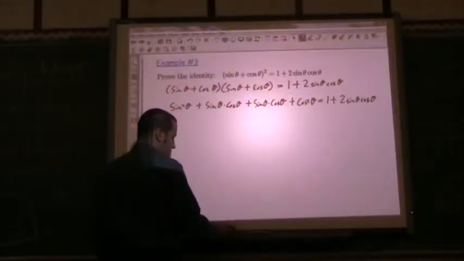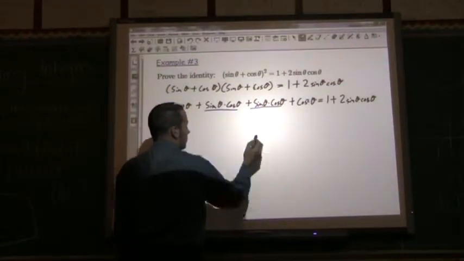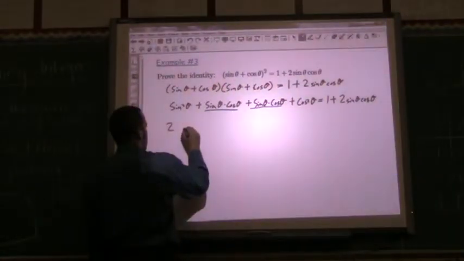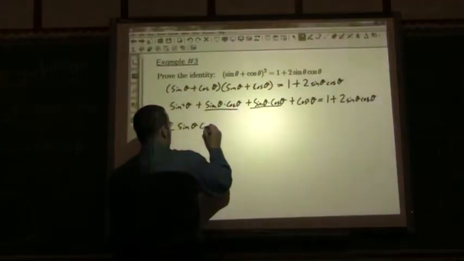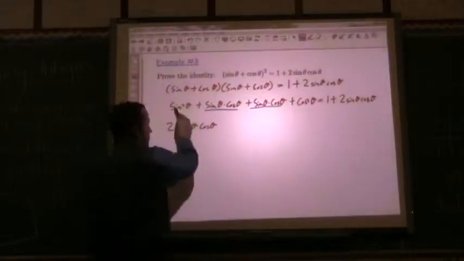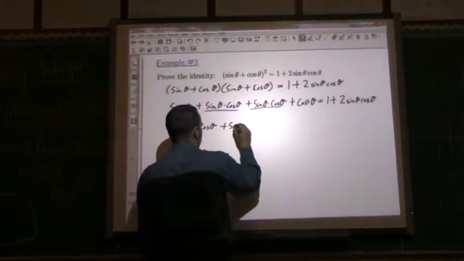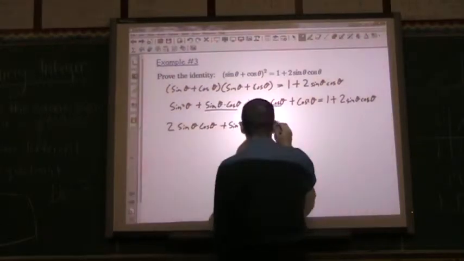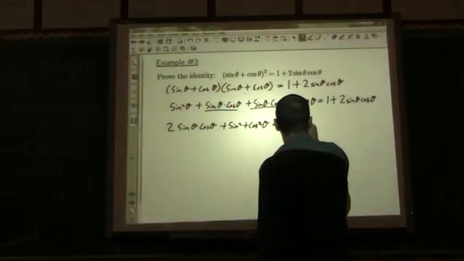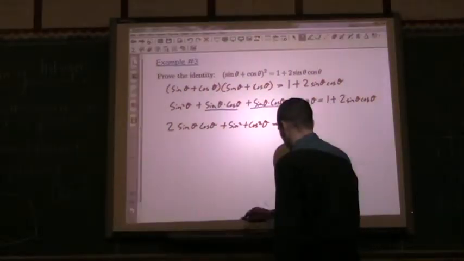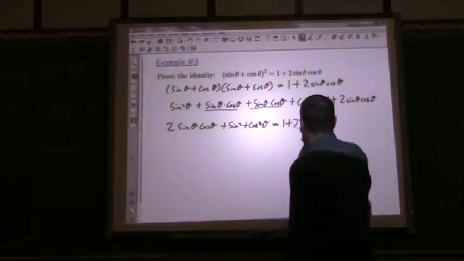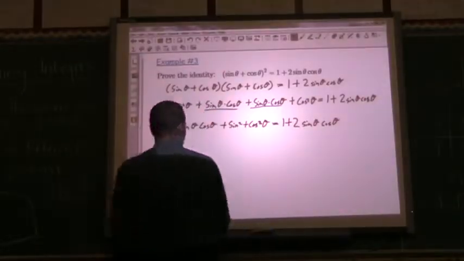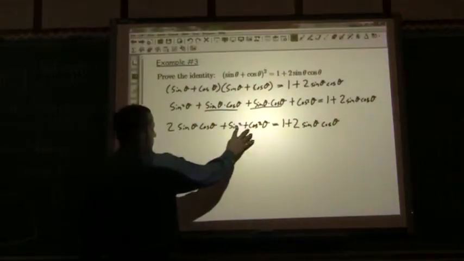Now, I've got some like terms that I've multiplied out. This term and this term are the same, so I can put them together. So I end up, since there's two of them, I have 2 sine theta cos theta. And then I've got sine squared plus cos squared. Equals 1 plus 2 sine theta cos theta. Now again, you should be noticing right away, I've got a sine squared plus cos squared.